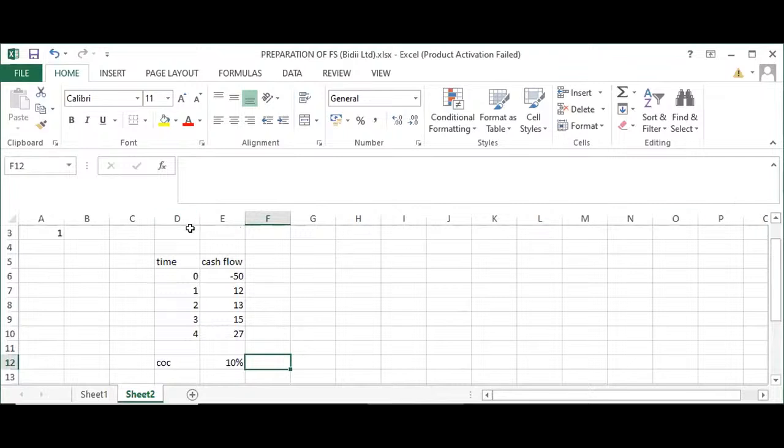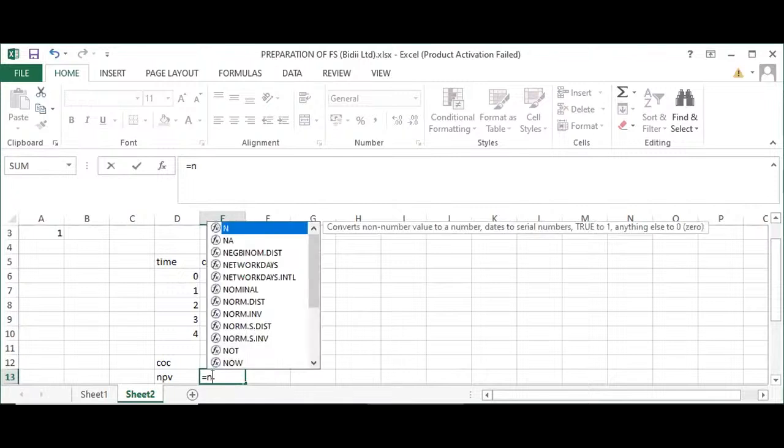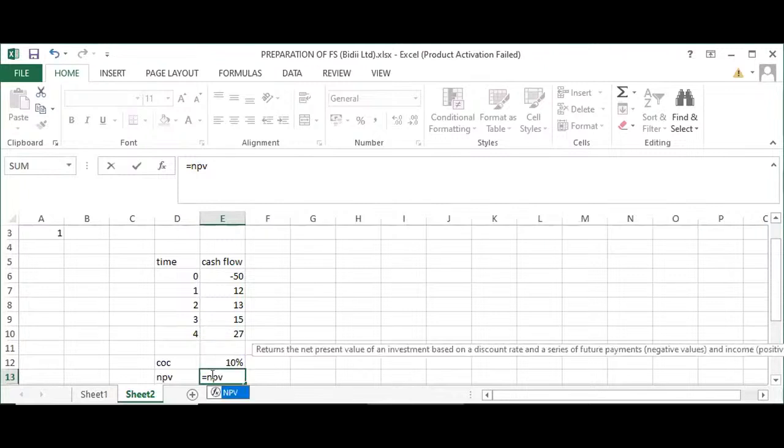So then down there, under COC, write NPV. And don't panic at all. Go there, say equals, because you must always start with equals. Then NPV. You haven't written it. Double click the blue one down there. Double click on it.